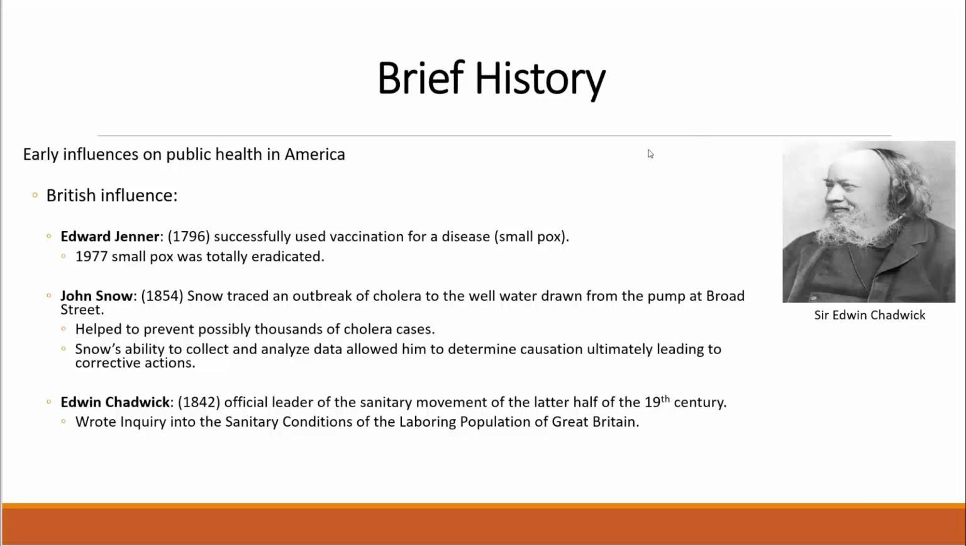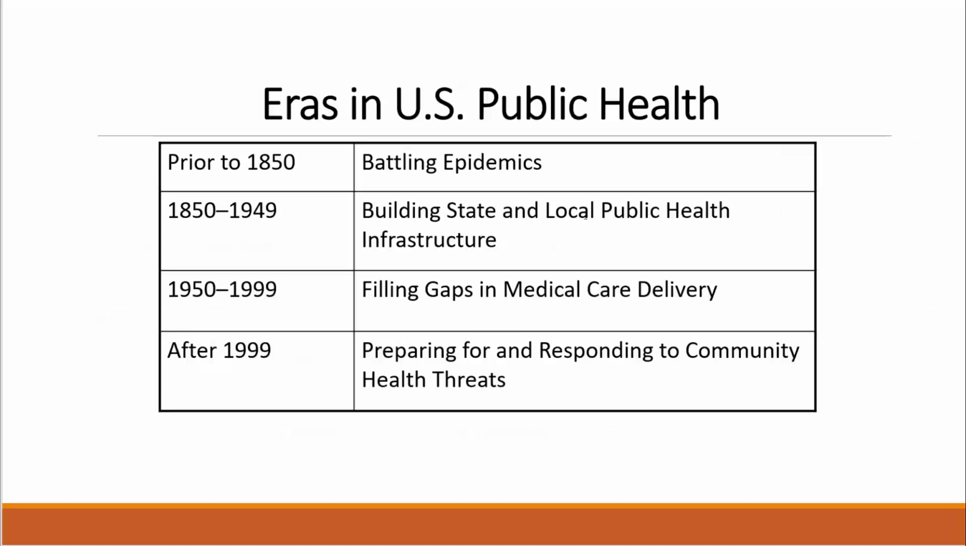Now I'm going to jump to slide 7, quickly going over the eras in US public health. So we're looking at prior to 1850, we are looking at battling epidemics. Then 1850 all the way to about 1949, we're looking at building the state and local public health infrastructure. And then 1950 to 1999 really had a lot to do with filling gaps in medical care delivery. And then 1999 on is really when we focused on preparing for and responding to community health threats.